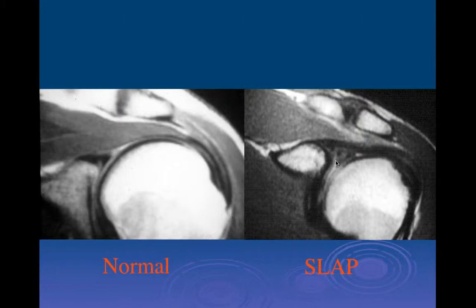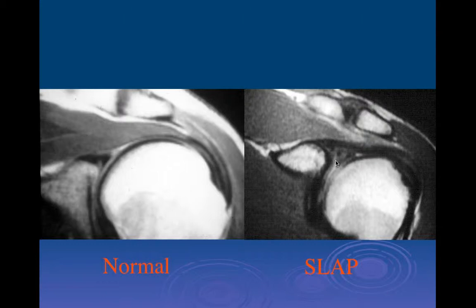Not necessarily. You need to describe what's going on. So if you say there's diffuse increased signal intensity within the superior labrum, with or without blunting of the free edge, but you see no displaced labral fragment, then you're describing a type 1 lesion. And we'll go through the other types in a minute.